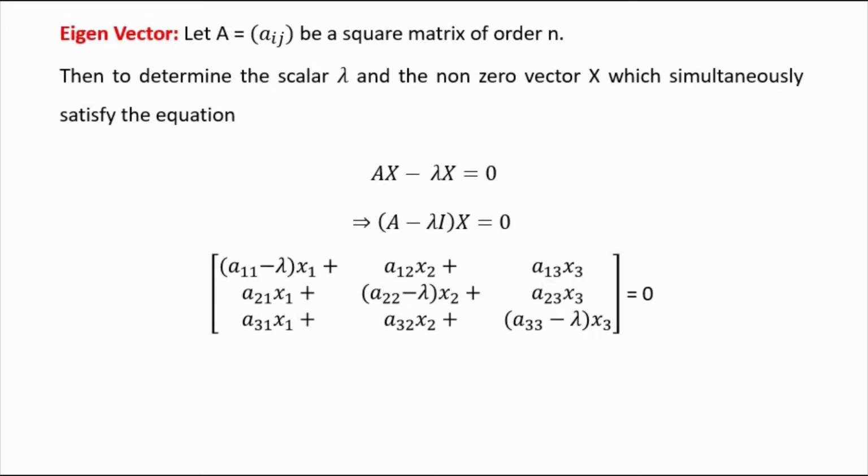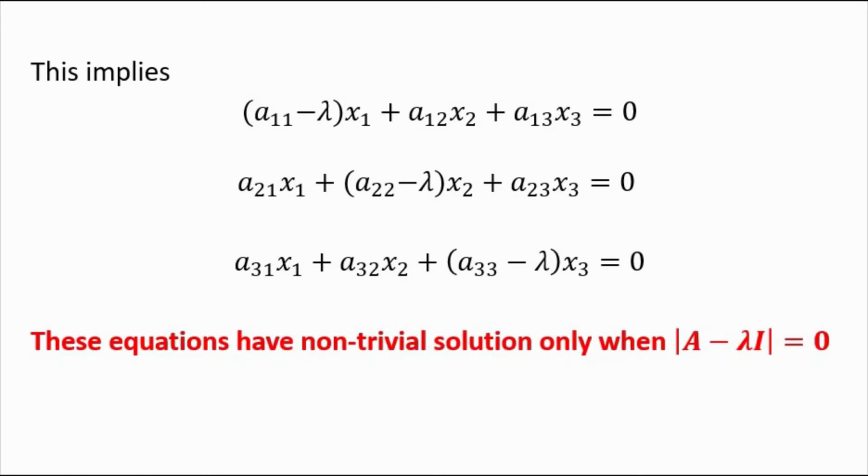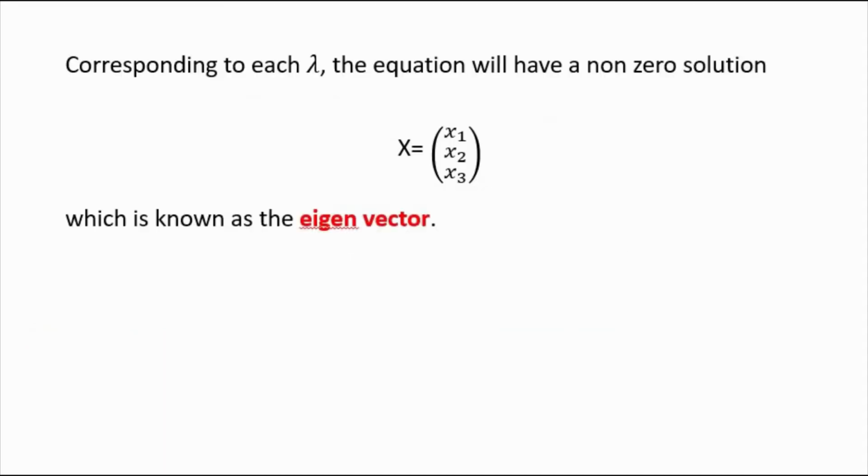When we equate that matrix to 0, it means that each term in the matrix is equal to 0. That is, the first element is 0, the second element is 0, and the third element is 0. This equation will have a non-zero solution only when the determinant of A minus lambda I is equal to 0. So from the three equations, corresponding to each value of lambda, we will get a column vector X = (x1, x2, x3), and they are the eigenvectors of the matrix.